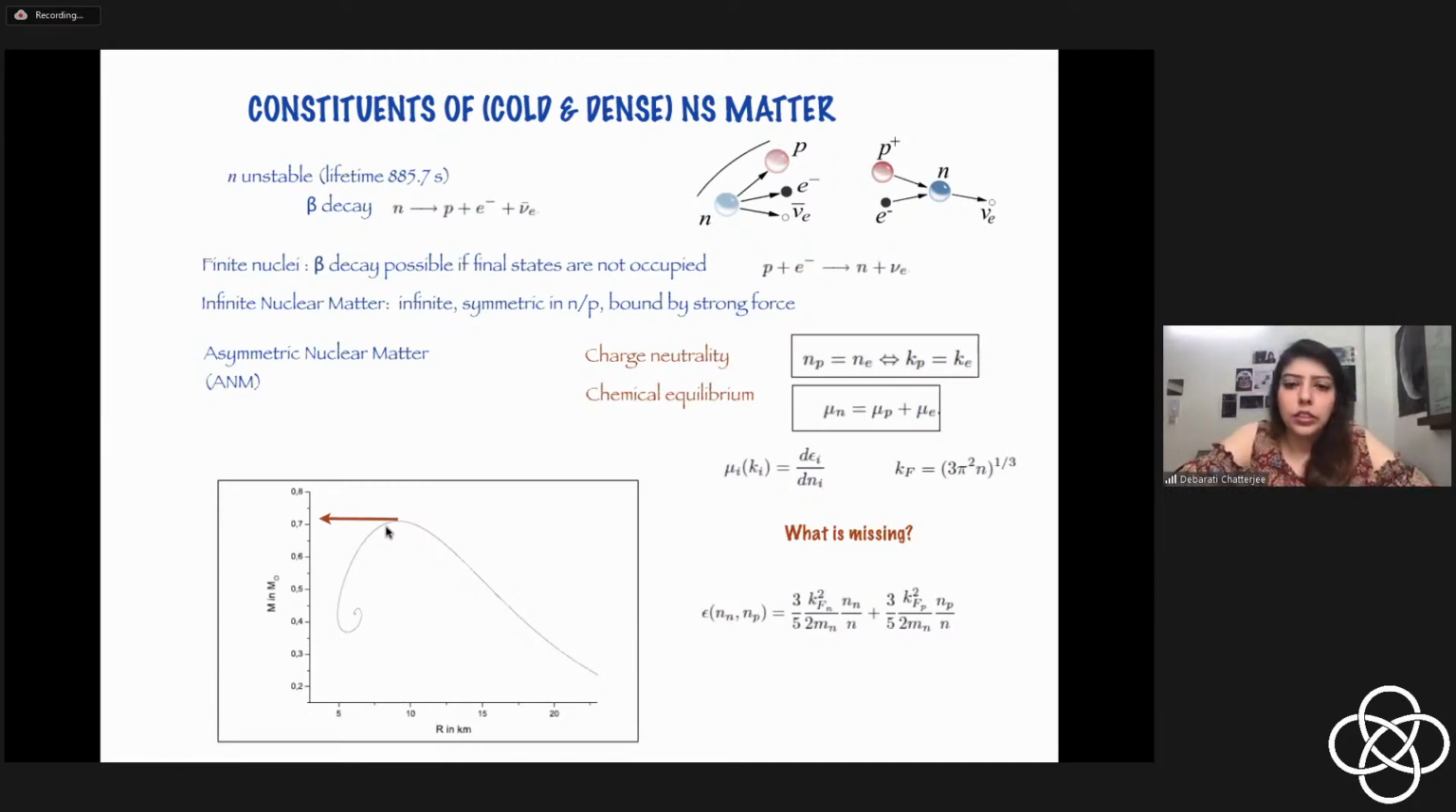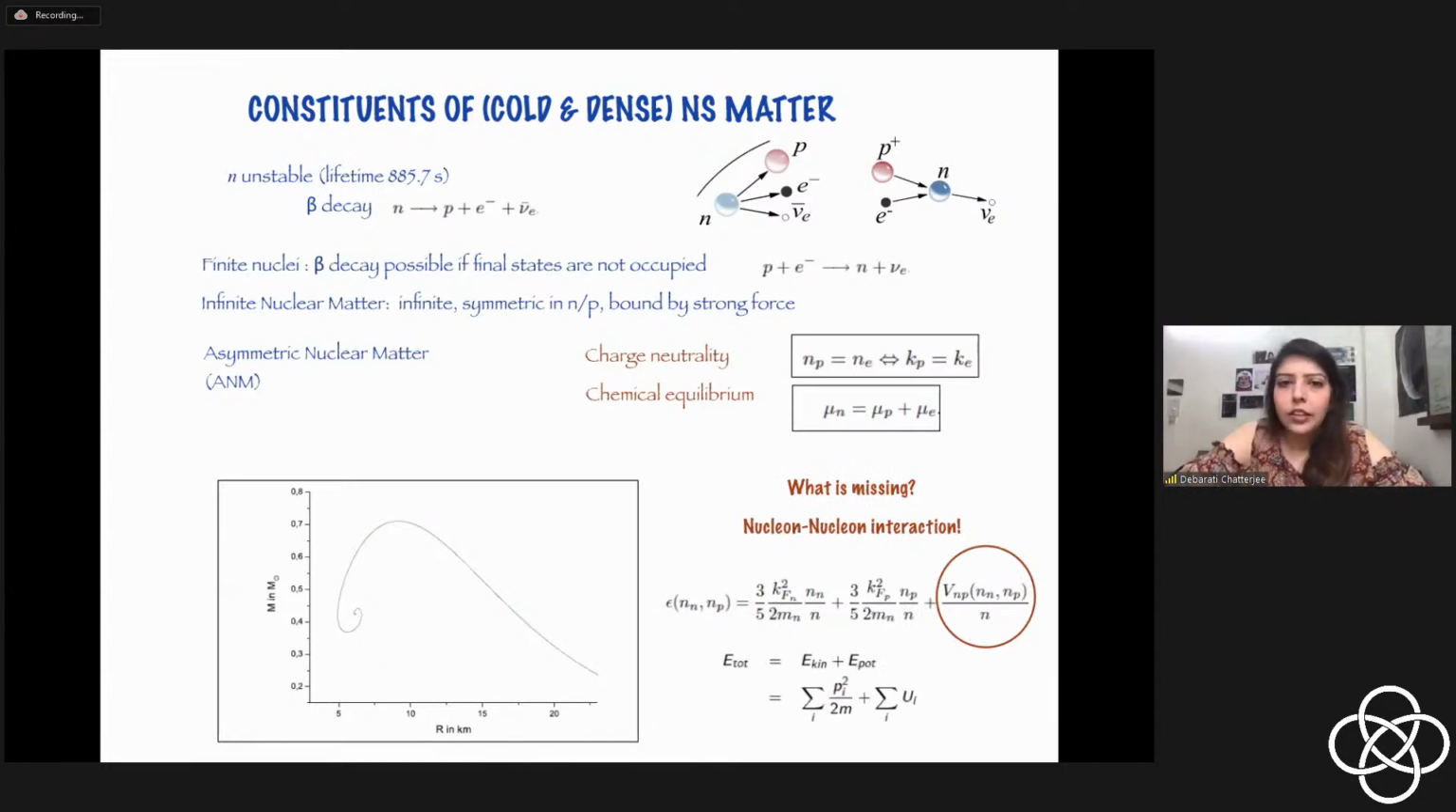So again, the question is, what is missing here? We can understand pretty well from this that neutron stars are not like white dwarfs. They are just not a simple neutron-free gas. So what is missing here is actually the key question. The nucleon-nucleon interaction. So now you see that neutron stars are perfect astrophysical laboratories for studying dense matter nuclear physics. So how can we model this nuclear interaction?